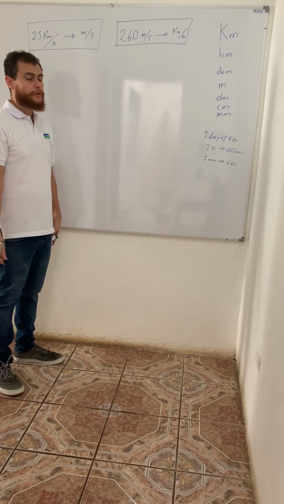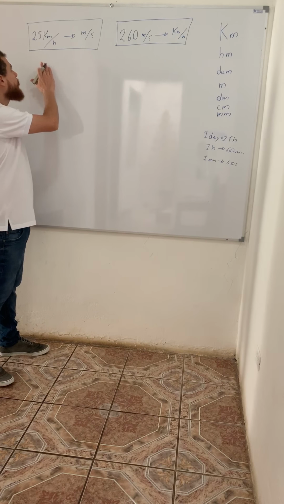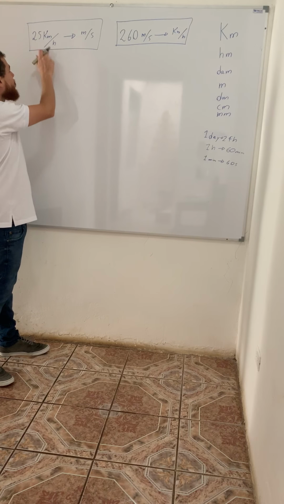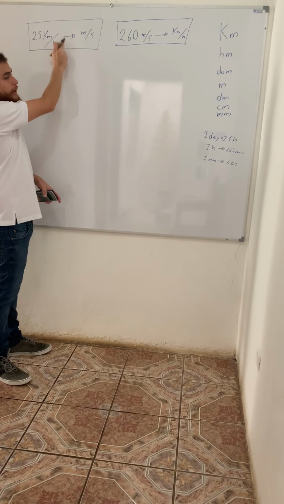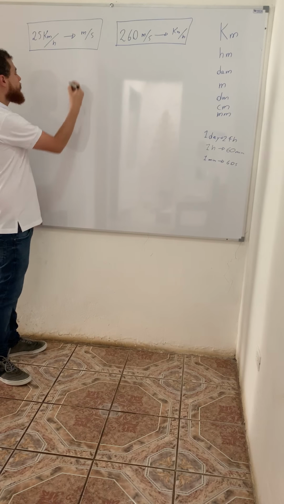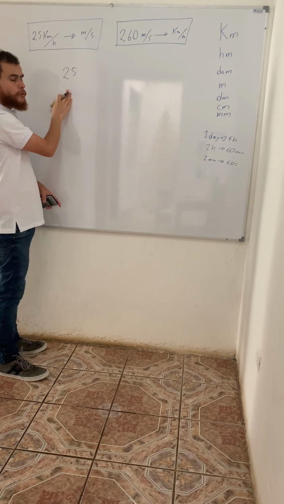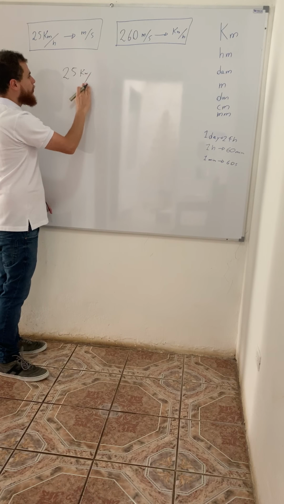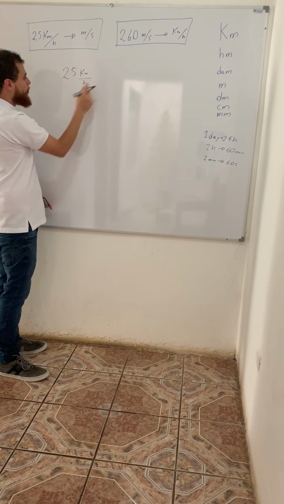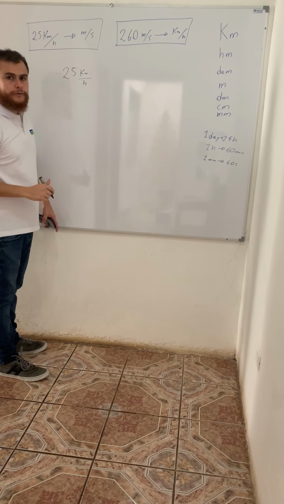So for today, what we're going to do is the conversion using velocity. It is going to have two units, the metric one and the one for time. For our first example, we have 25 kilometers per hour. I'm going to put it as a fraction, kilometers per hour, and I'm going to change it to meters per second.